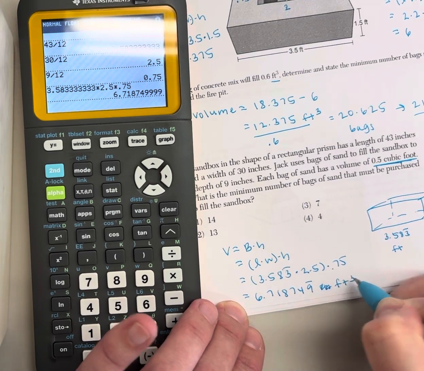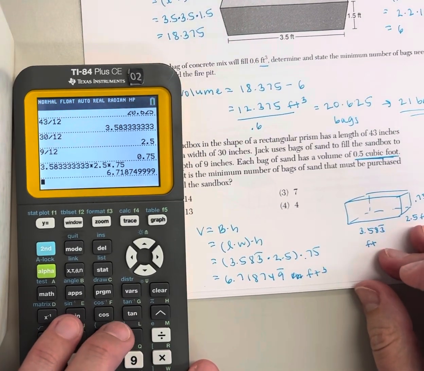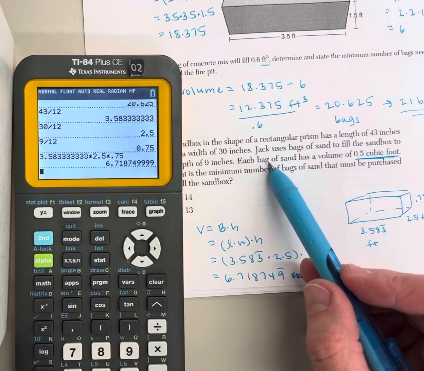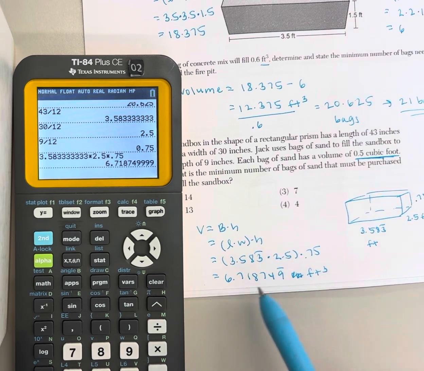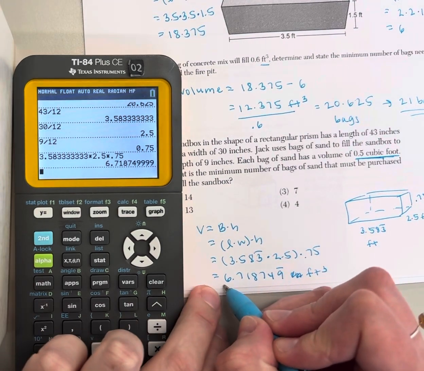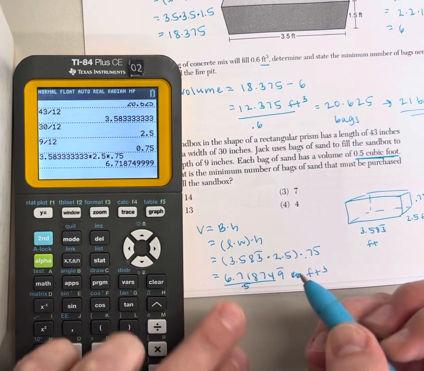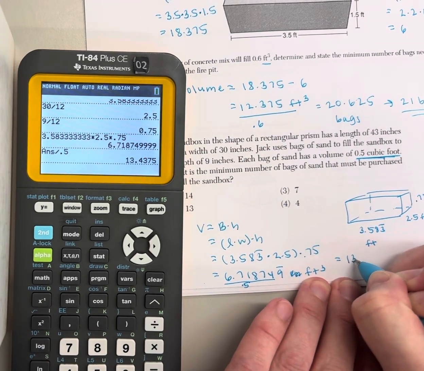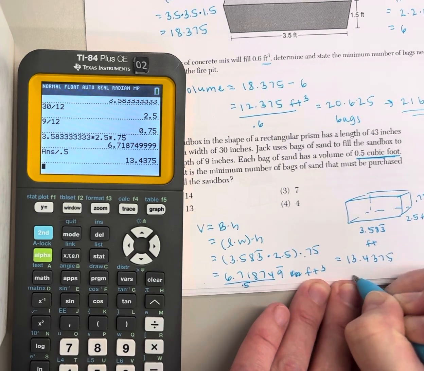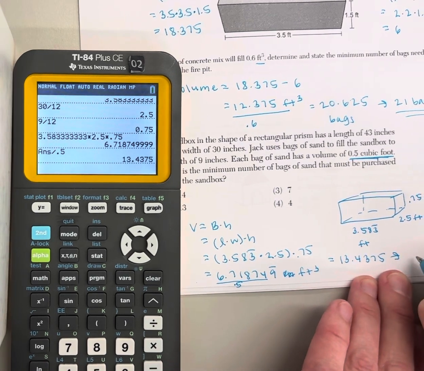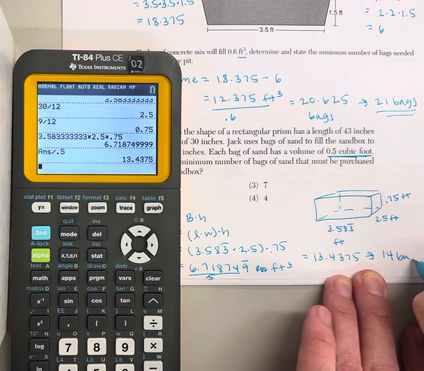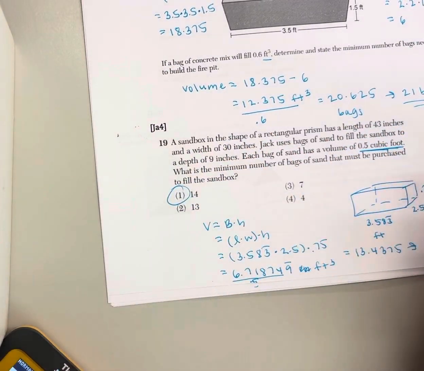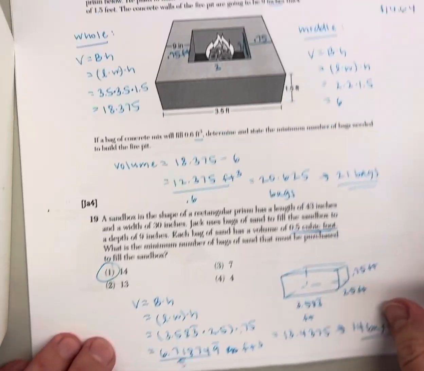And each bag of sand has a volume of 0.5 cubic feet. So one bag is 0.5 cubic feet, and I have 6.7. So if I divide this by 0.5, I can figure out how many bags I need, which is 13.4375, but I can't buy 0.4375 of a bag, so I'm going to need 14 bags. That's option one. They're trying to trick you with 13.